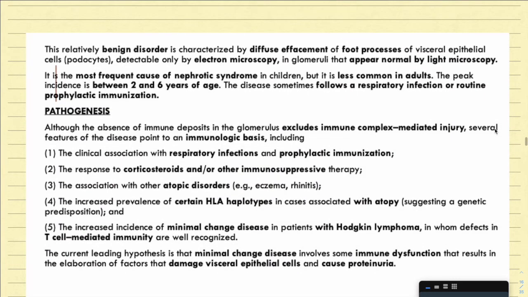So it is a very benign disorder, characterized by a diffuse effacement of the foot processes of the visceral epithelial cells, that is the podocytes. Remember, you cannot detect any of these changes under light microscopy. Only the effacement of the foot process can be appreciated under electron microscopy.